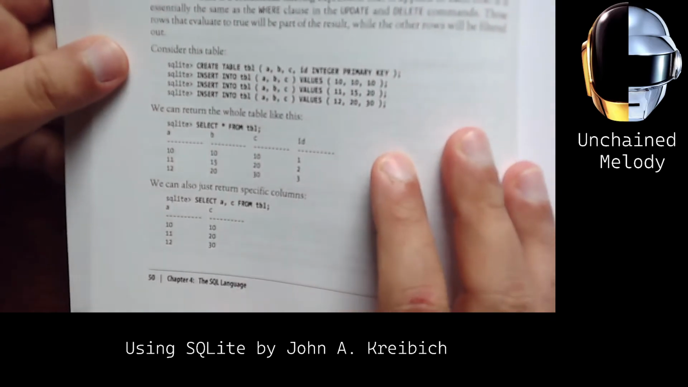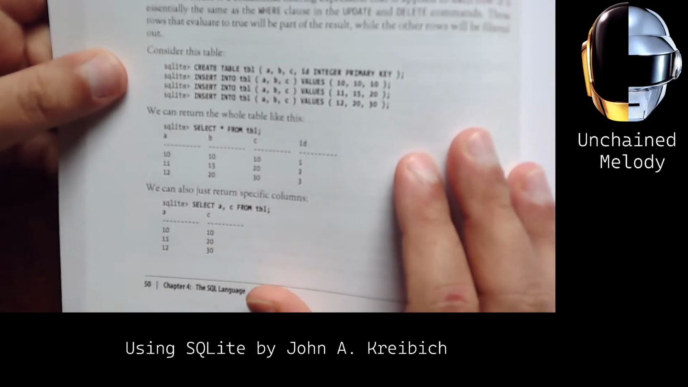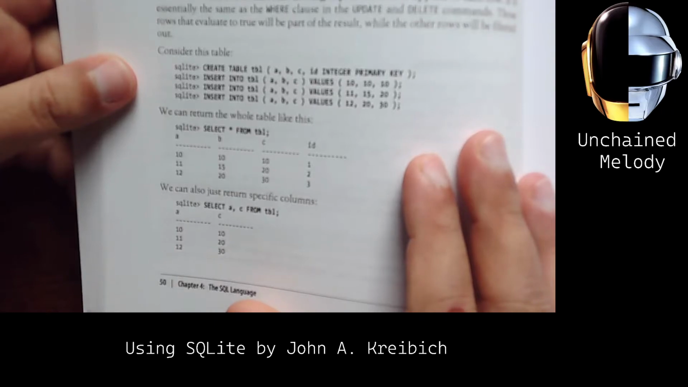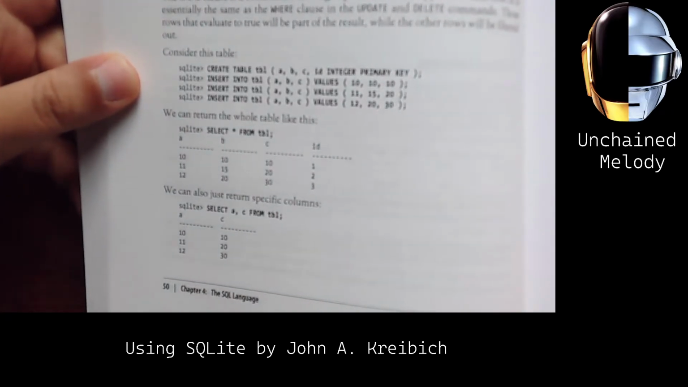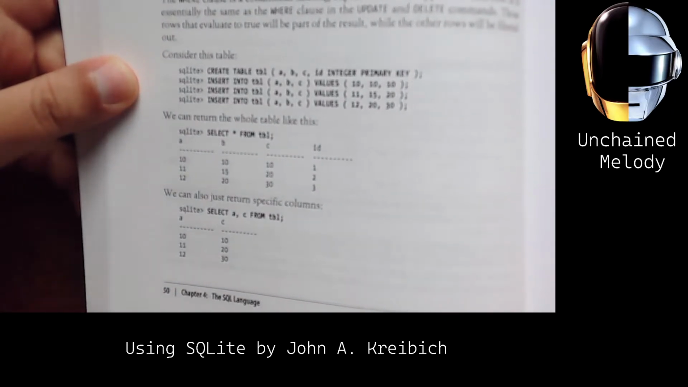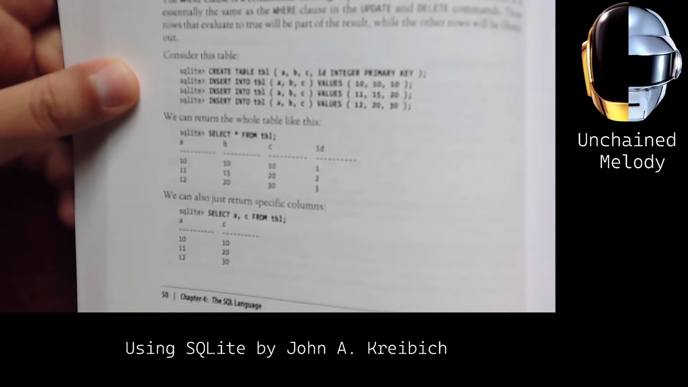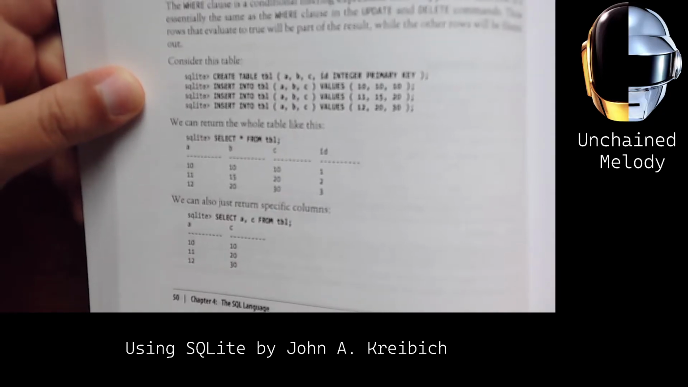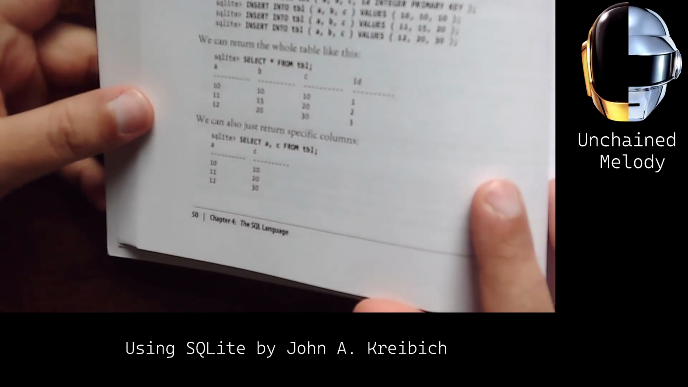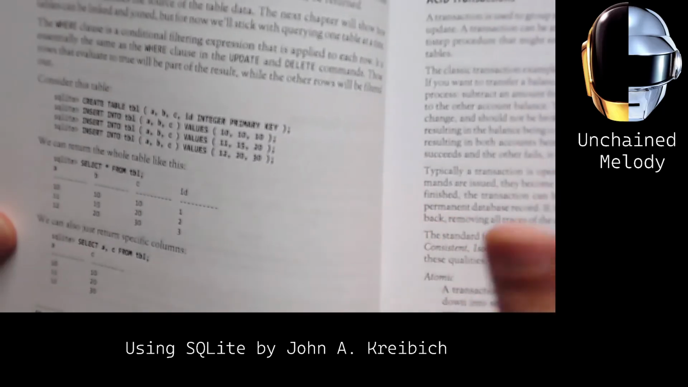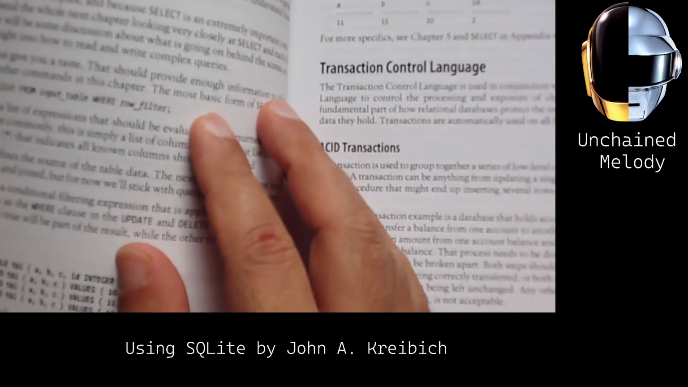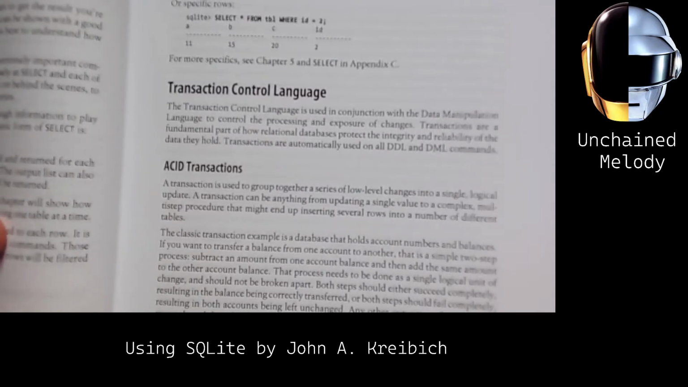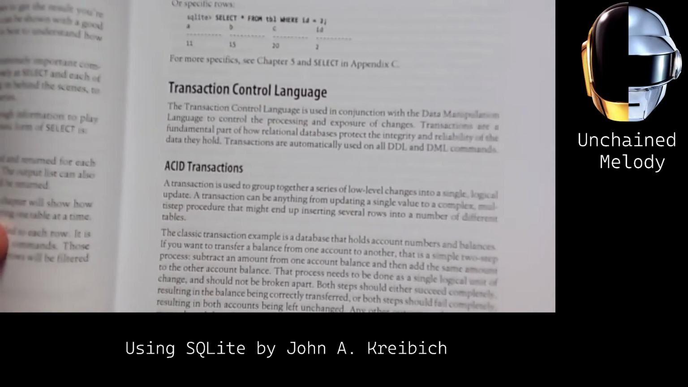Consider the table: create table ABC, ID integer primary key. Insert into table ABC values 10, 10, 10. Insert into table ABC values 11, 15, 20, and another set of values. We can return the whole table like this. We can also just return specific columns, like select A, C from ABC, or specific rows: select star from ABC where ID is equal to 2. For more specifics, see chapter 5 and select in appendix C.